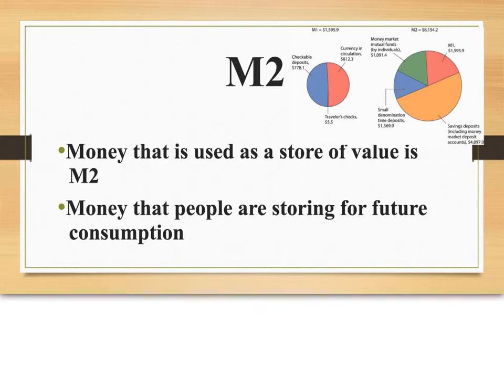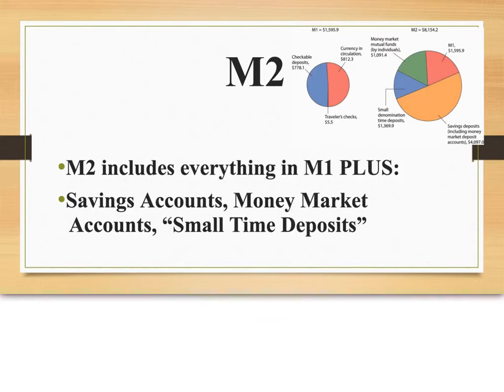M2 is money that is used as a store of value. Money that people are storing for future consumption. So anywhere you'd save it. And if you take a look, here's M1, checkable deposits and currency. It's estimated that somewhere around $812 billion is in circulation at any one time, at least when this chart came out. Now M2, if you notice, includes everything in M1. So M1 is listed at about 1.6 trillion, and M2 is somewhere around $8.1 trillion. So M2 includes everything in M1, so there's that little slice of the pie there, as well as some other things. It includes things like savings accounts, money market accounts, small time deposits, which is another phrase that economists like to use, and so that's what makes up M2.